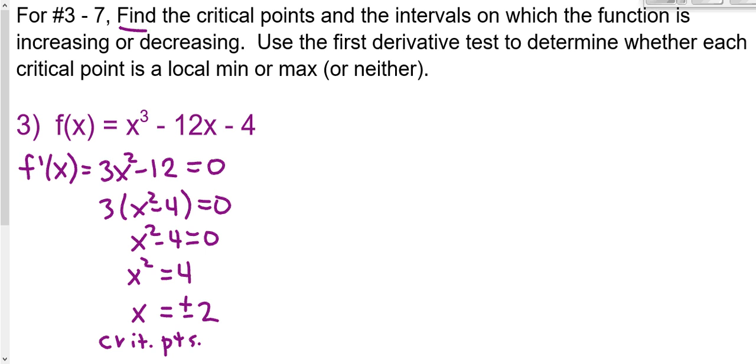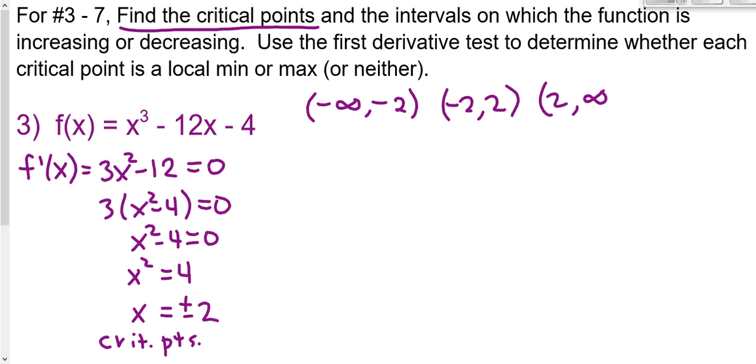Okay, so it said find the critical points, so we did that part. Next it says, and the intervals on which the function is increasing or decreasing. So what we do is we go from negative infinity to our lowest critical point, negative 2, and then we go from negative 2 to the next critical point, 2, and then we go from 2 to infinity. Those are the intervals. Okay, so we found the intervals.